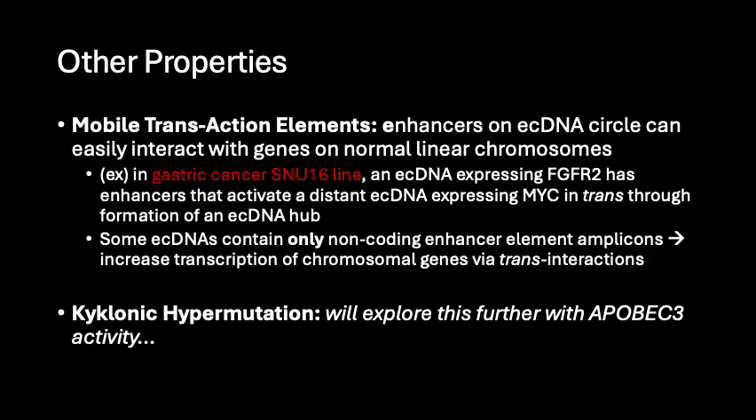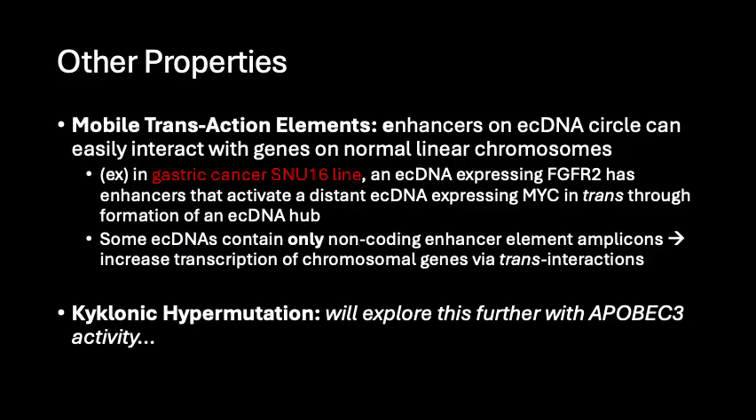And so that's called a trans-activation, because the genes are on two different linear chromosomal paths. This is through the formation of an ecDNA hub, almost like a juncture where multiple ecDNA fragments can physically approximate each other and interact with their genetic material. In fact, some ecDNAs don't even contain coding sequences. They only contain non-coding enhancer element amplicons, and so that only increases their potency and their interactivity via trans interactions to accelerate oncogene expression throughout the genome.